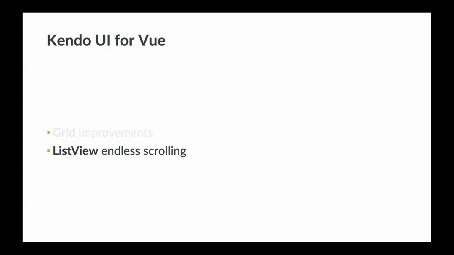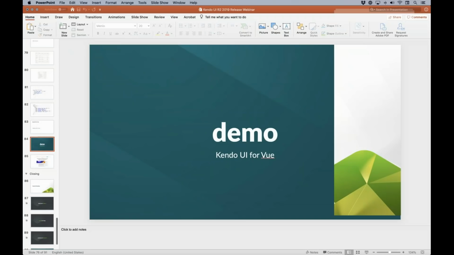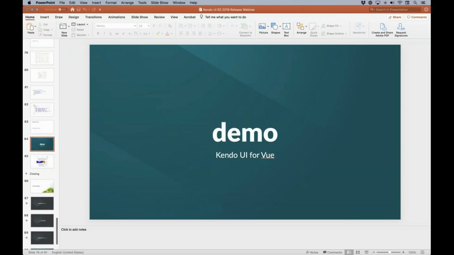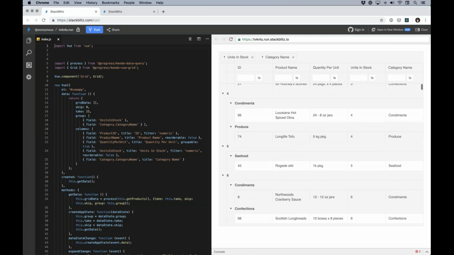The list view is another component that got an update in Kendo UI for Vue. Now we support endless scrolling, which is a great capability if you're utilizing data that comes from a remote location. To show that off, I'm just going to jump into a quick demo here. Again, these demos, like the ones we have in Kendo React, Kendo UI for Angular, etc., are all available up on StackBlitz.